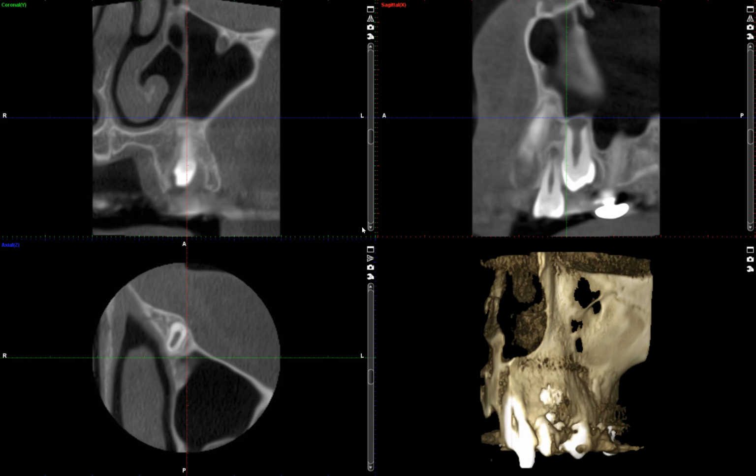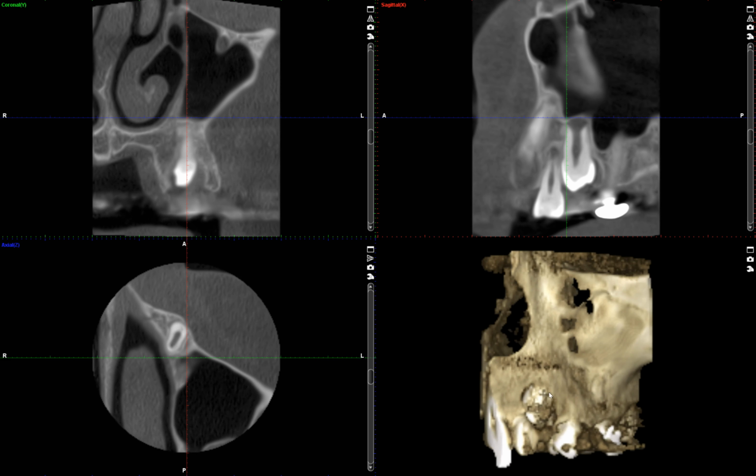Hi everyone. For today's case, we are going to be looking at impacted tooth number 11. As you've seen many times, we're looking at coronal slice, sagittal slice, and axial sections, and here we have 3D rendering. Typically, I like to start out with looking at the axial views.